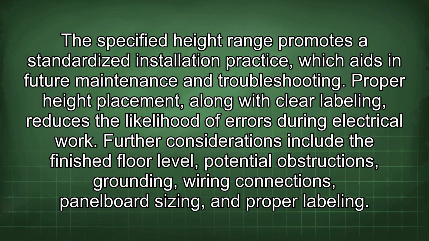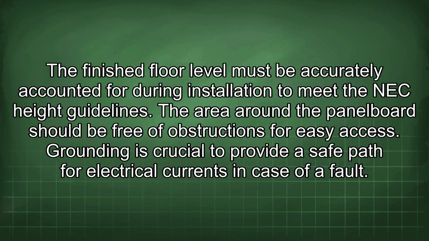Further considerations include the finished floor level, potential obstructions, grounding, wiring connections, panelboard sizing, and proper labeling. The finished floor level must be accurately accounted for during installation to meet the NEC height guidelines. The area around the panelboard should be free of obstructions for easy access. Grounding is crucial to provide a safe path for electrical currents in case of a fault.